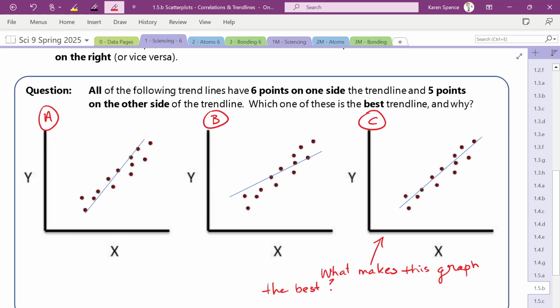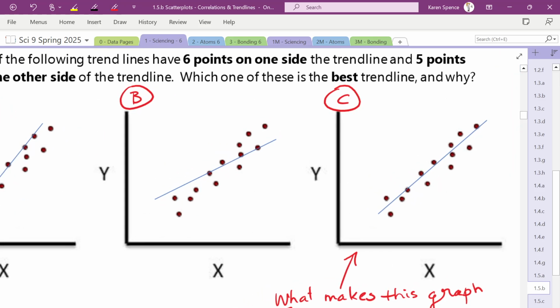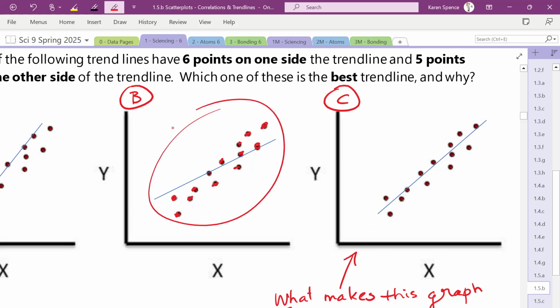Anyone want to give it a try? What makes this graph the best? It's even. What do you mean it's even? Yes. On the other hand, on this one, I have 1, 2, 3, 4, 5, 6. And here I have 1, 2, 3, 4, 5, 6. So this one has the same number above and below, but it's not as good.